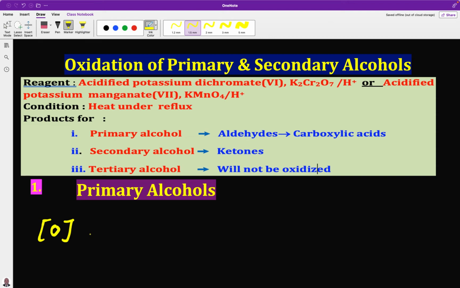So for this reaction to occur, the reagent for this oxidation of primary and secondary alcohol, a suitable oxidizing agent here, will be acidified potassium dichromate 6 or acidified potassium manganate 7 solution. Obviously, you will have to heat this under reflux.